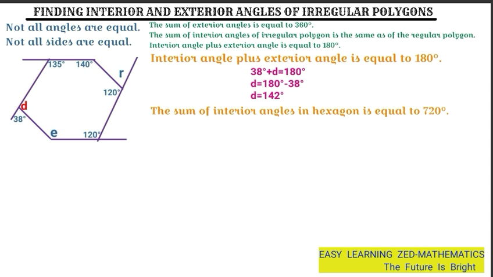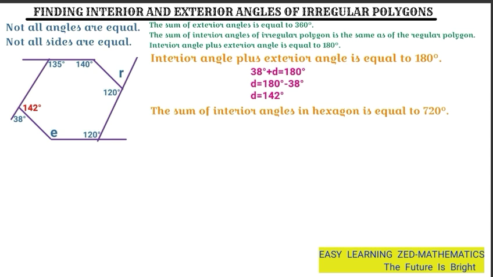Now remember, the second point says the sum of interior angles of an irregular polygon is the same as that of the regular polygon. That's a fact. So if you find the sum for a regular hexagon, that is the same sum of interior angles of the irregular polygon. To do that, we're going to add all the angles. Before I add them, I'm going to change D into the actual value. Angle D is 142 degrees, and that's what I've written there.